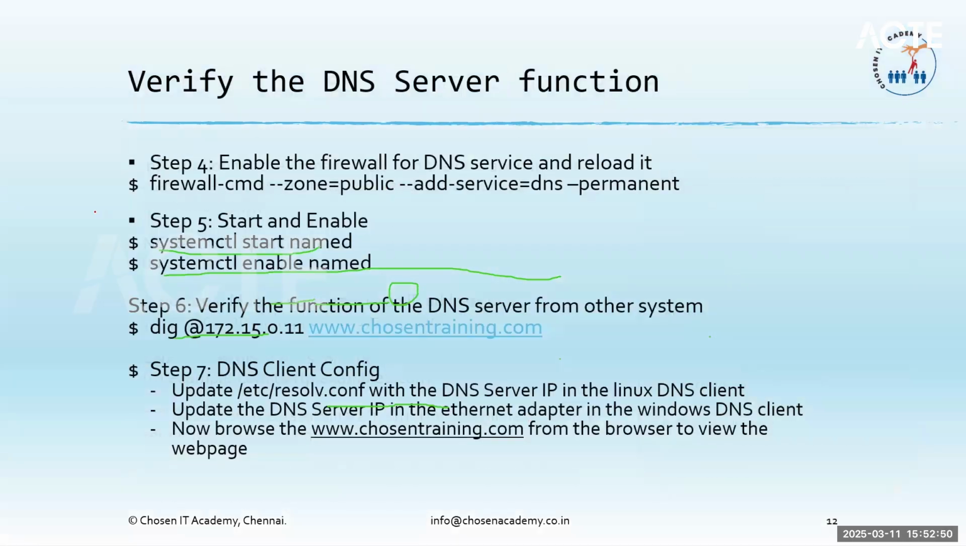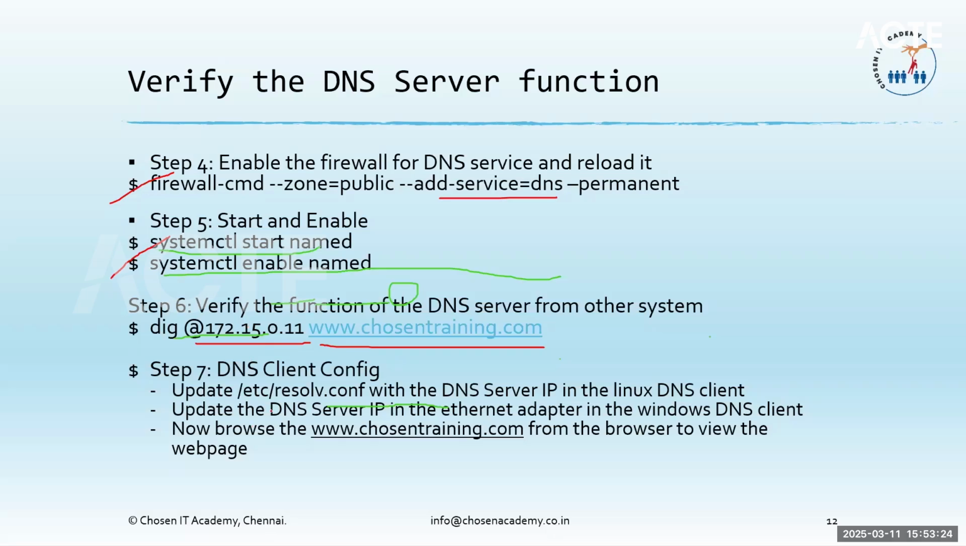Once that is done, the firewall has to be enabled for the DNS service, make it permanent, and start and enable it. Then we can verify it using the dig command, dig @ the DNS server IP, which is 172.15.0.11, and give the domain name, chosentraining.com. That will give the equivalent IP address after getting the information from the DNS server.